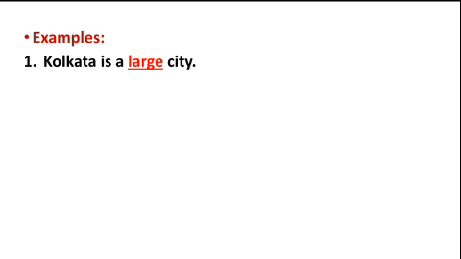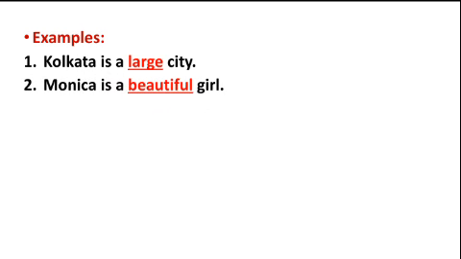First one, Kolkata is a large city. Now in this sentence, we are talking about a city, that is Kolkata. And about Kolkata, what is described? That it is a large city. So large is an adjective of quality. Understood? Okay, now next. Monica is a beautiful girl.